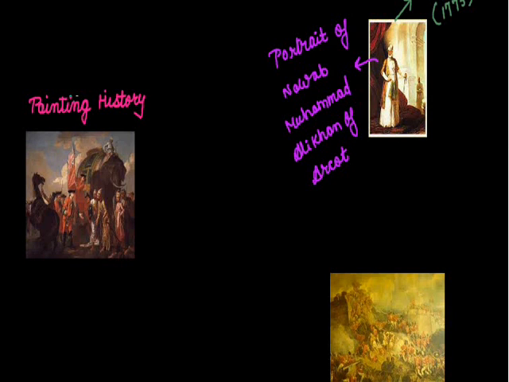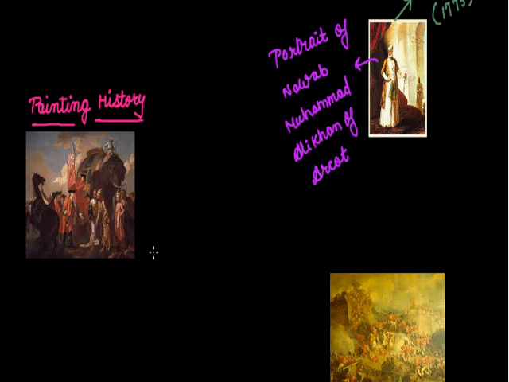Painting history. We have discussed two categories of visual art. The first is picturesque landscape. The second is portrait. Now we will discuss the third category, that is history painting. At first we will define history painting.